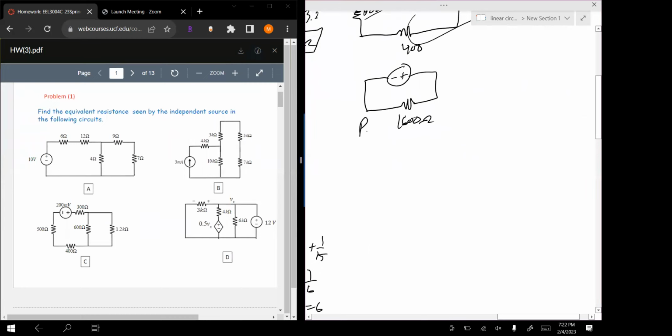I'll just write this. R total is 1600. Geez, I don't know what the deal is when I plug my laptop in to charge. It makes my stylus really glitchy. Okay, let's just keep it going. This is going to be D.